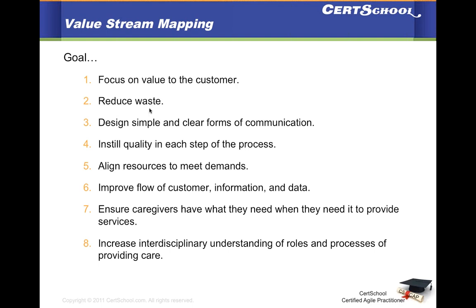Goal number 2 is reduce waste, which is a very important goal, and we have looked at lean. There are 7 types of waste that we discussed last time. All right, so you're doing value stream mapping so that you can identify where you're actually spending wasteful time or effort or dollars.